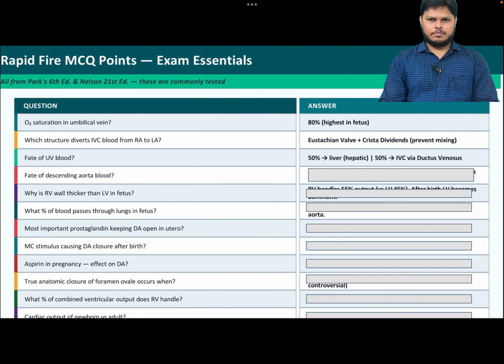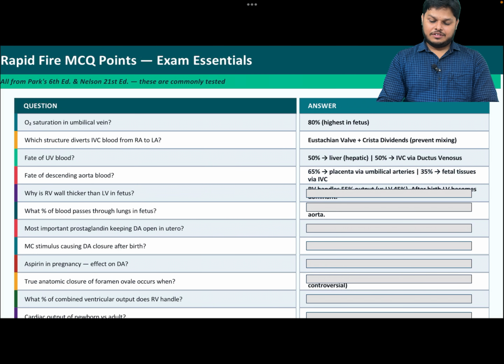What is the fate of the umbilical vein blood? 50% goes into the hepatic circulation, 50% goes into the inferior vena cava via the ductus venosus. Fate of the descending aortic blood: 65% goes into the placenta via the umbilical arteries, 35% into the fetal tissues for oxygenation.